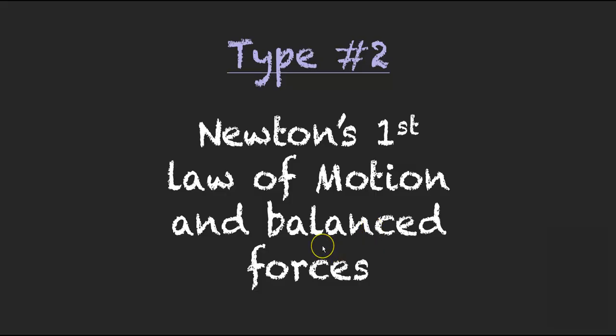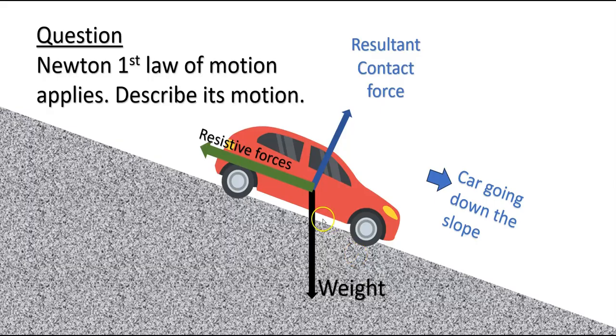The second type of dynamics question tests your understanding of balanced forces and its relation to Newton's first law of motion. For instance, back to the car going down the slope. The question may state that Newton's first law applies to the motion of the car as it goes down the slope. Explain using ideas about forces the motion of the car.